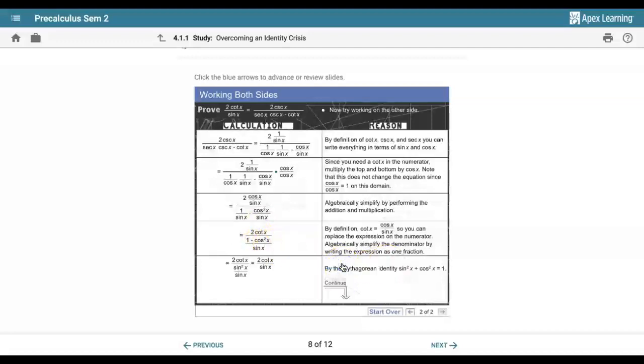Hopefully this is starting to look familiar. 1 minus cosine squared x, we can change into sine squared x because of our Pythagorean identity that we are already familiar with. Now I've got sine squared x over sine x, cancel out one of the sines, and I'm left with my 2 cotangent x over sine x. Therefore, we have finally proven that the left side equals the right side, since they both can be reduced down to this 2 cotangent x over sine x expression.